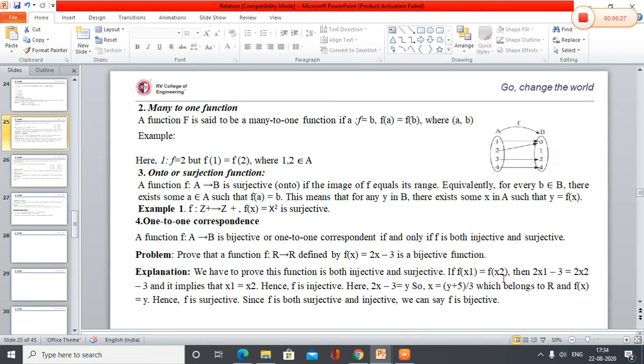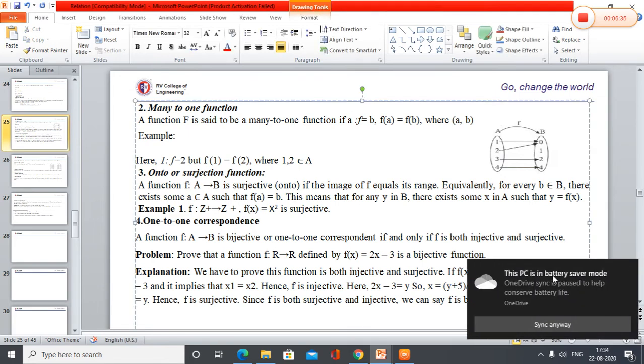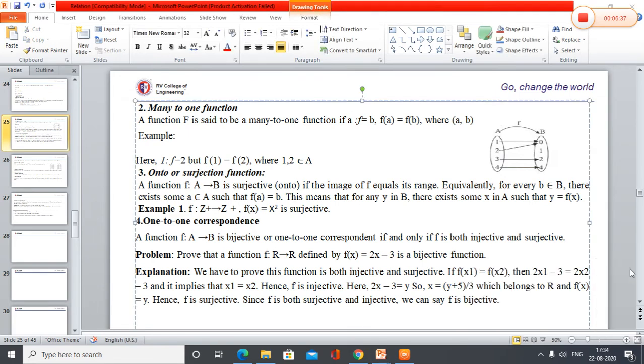So if I say f(x1) is equal to f(x2), for any two different elements x1 and x2, then I will substitute x1 and x2 in place of x. So f(x1) will be 2x1 minus 3 is equal to 2x2 minus 3. So from this I can say that x1 is equal to x2, as this will be the same only when x1 is equal to x2. Now it is injective.